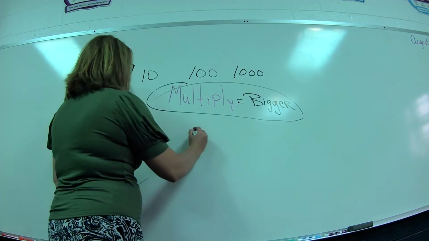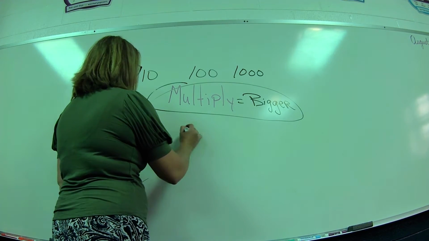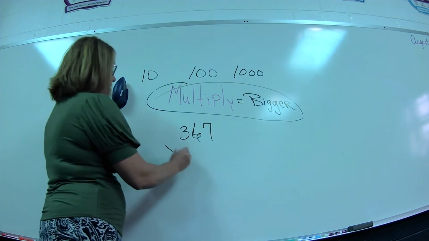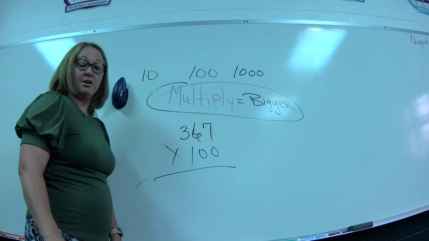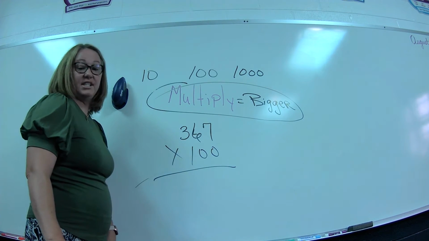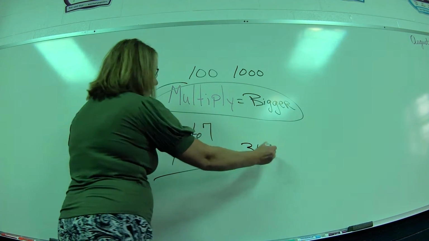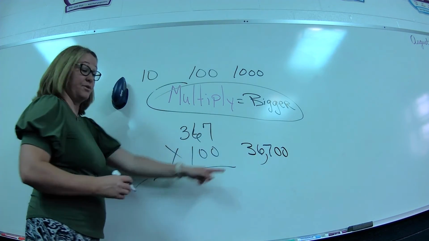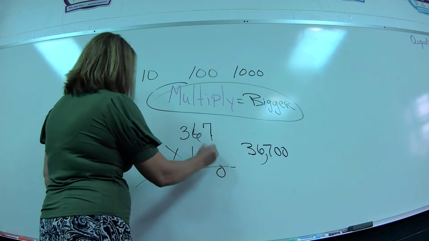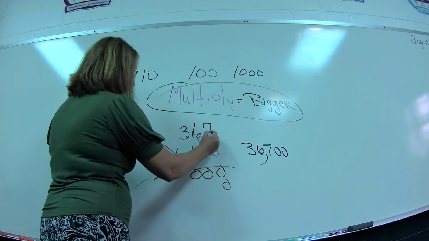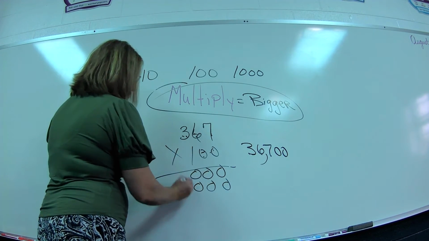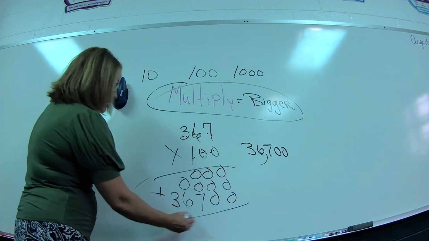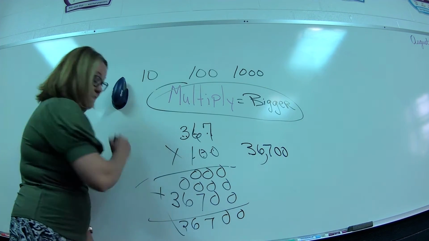Okay, so let's actually do 367 times 100. What do you think my answer is going to be? Well, what's 367 times 1? 367. How many zeros are in 100? And there's your answer. Again, you would come up with this answer by going 0, 0, 7, 6, 3, and you would get the same answer.